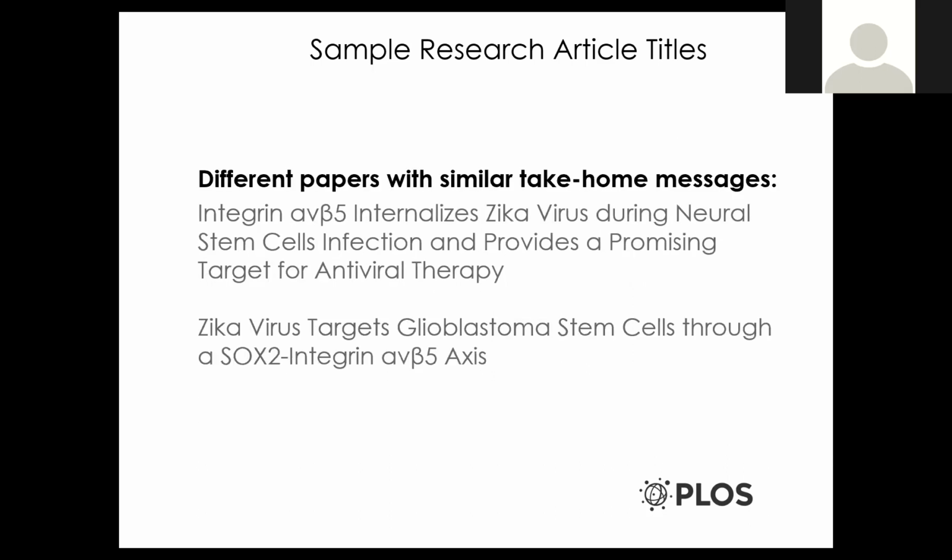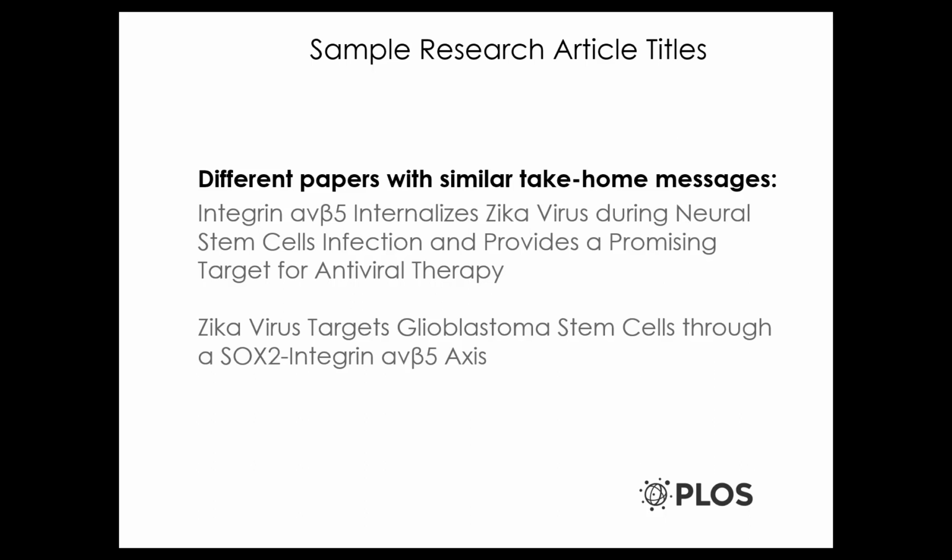So the thing is, you'll notice these examples are all for the virology field because this is from PLOS Pathogens. So, integrin alpha V beta 5 internalizes Zika virus during neural stem cell infection and provides a promising target for antiviral therapy. Versus: Zika virus targets glioblastoma stem cells through a SOX2-integrin alpha V beta 5 axis. So you can see that the second title really simplifies the take-home message.